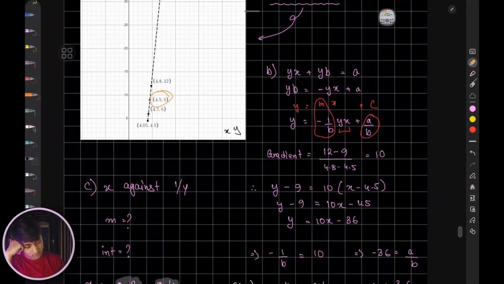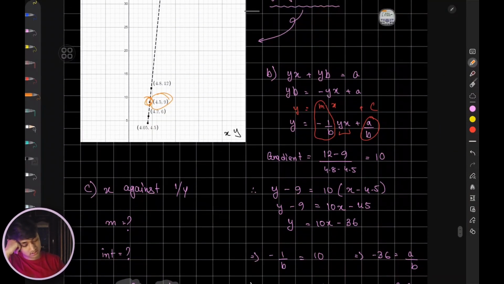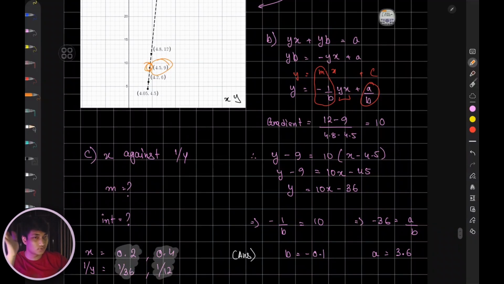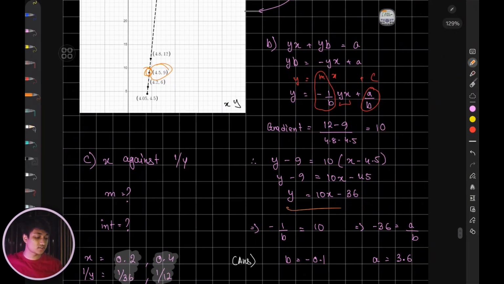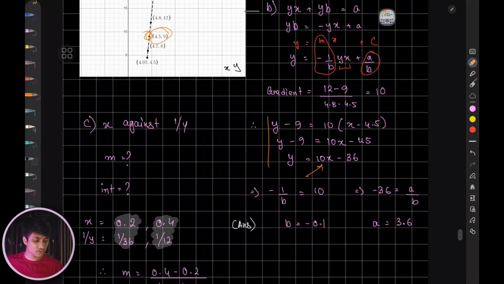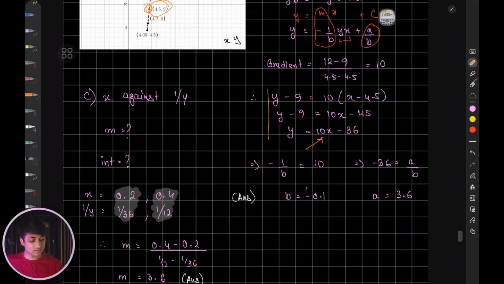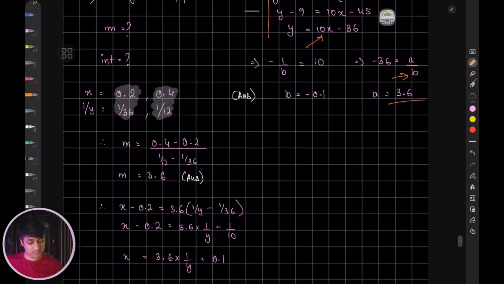Which one is that? This one. So let's say you take this coordinate and you know the gradient, you can form an equation using y minus y1 is equals to m times x minus x1. You're going to form an equation using that. Now, when you simplify everything, you're going to get this straight line equation, which is y is equals to 10x minus 36. Now, you already know the gradient, which is 10. The point of doing this was to find the y-intercept, which is minus 36. So you're going to equate minus 36 is equals to a by b, and hence, since you know the value of b, which is minus 0.1, plug that in over here to get the value of a. So the value of a turns out to be 3.6, right?